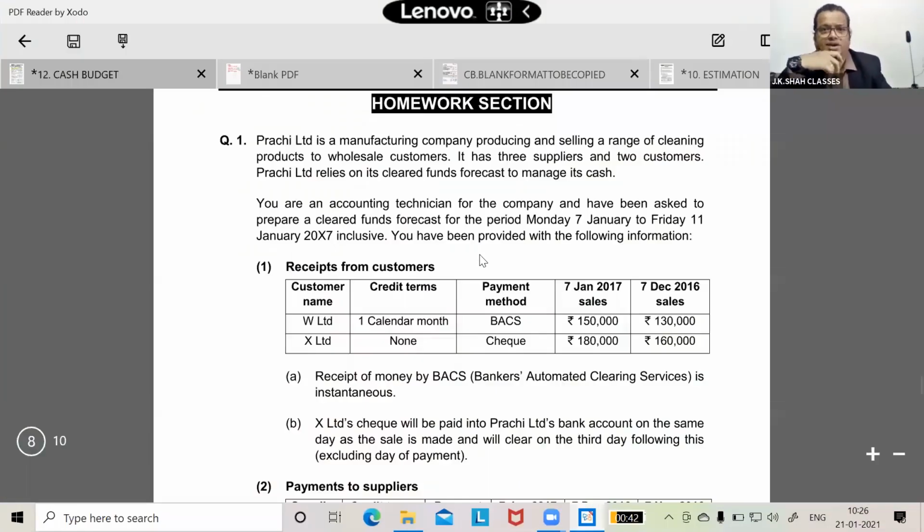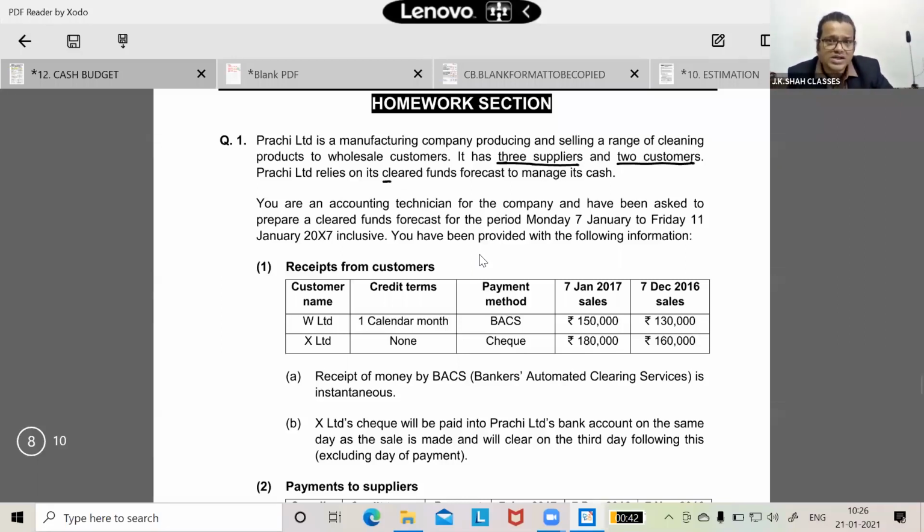So, Prachi Limited is a manufacturing company producing and selling a range of cleaning products to wholesale customers. It has 3 suppliers and 2 customers. Now, is this possible? It has only 3 suppliers and only 2 customers. So how is this possible? See, guys, look at Indian Railways. It has limited suppliers. What do you think, the railway engines will be available in the mall? Like you go down to the Lakdi wala pool, and you see a lot of people selling railway engines. One fine day you also buy one. It's not like that. Some businesses have limited suppliers and limited customers.